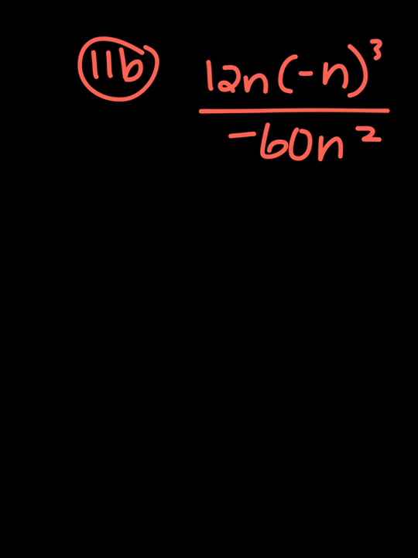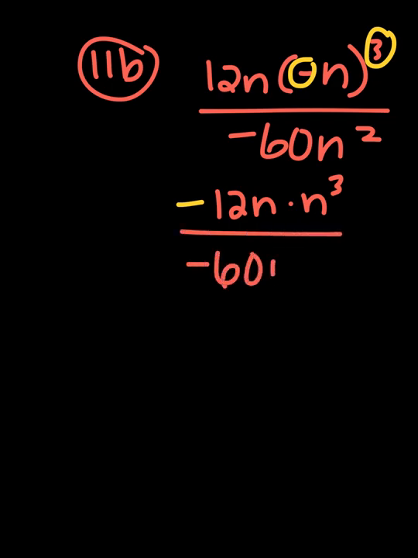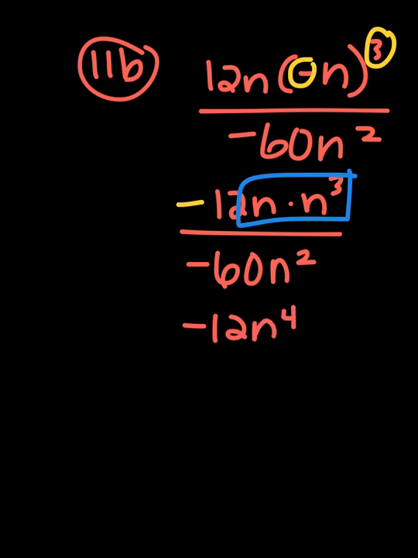Okay, so I'm going to start off by being Oprah. But when I cube negative n times itself 3 times, it's just going to be negative n cubed. So I really have a negative from this, and 12n times n to the 3rd power over negative 60 n squared. So in the numerator, if I combine n times n cubed, I have negative 12 n to the 4th over negative 60 n to the 2nd.